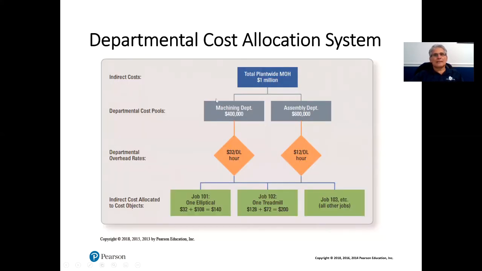So if we want to look at this from a conceptual perspective, we're going to take the total plant-wide MOH of 1 million, break it down between departments. Each one is going to have its own allocation rate, and then we're going to allocate it specifically by job. Each department is going to be allocated to the job. And this is job 101, job 102, and there are going to be other jobs, but we're only talking about 2 jobs right here. We're tracking 2.